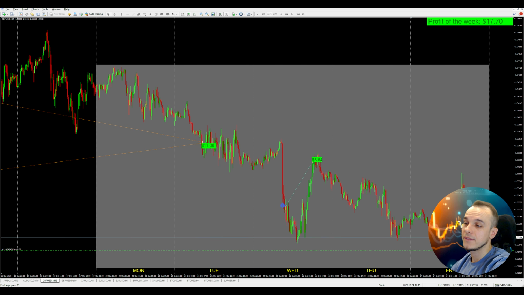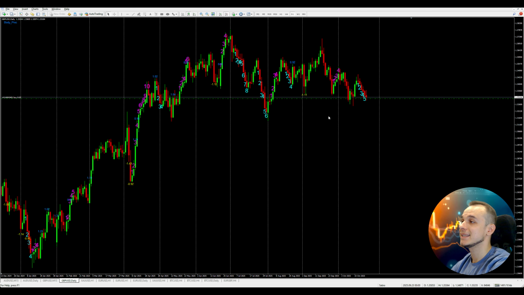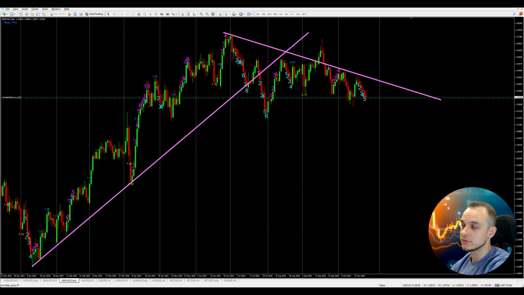And then on Friday evening, after the market formed a new local low and broke through it, we opened a buy trade and we're still in the market. The profit of this week amounted to almost $18, and on the daily time frame you can see that the situation is different from the one that we have on Aussie USD. We don't have an uptrend, we have a downtrend, like a local downtrend.